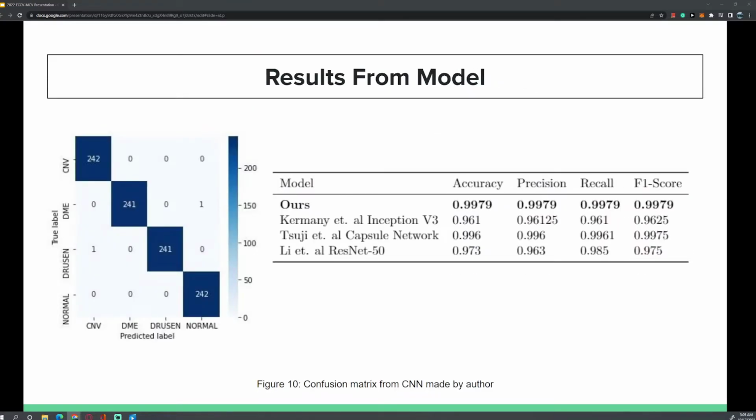Here are the results from our model. We obtained 99.8% accuracy. As we can see here, we beat all previous works, thus giving a new state-of-the-art result.